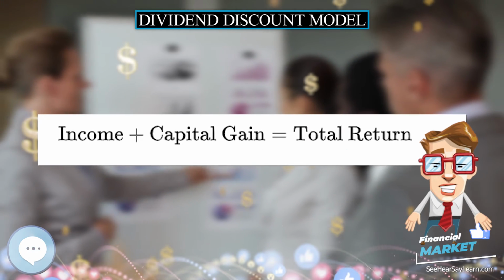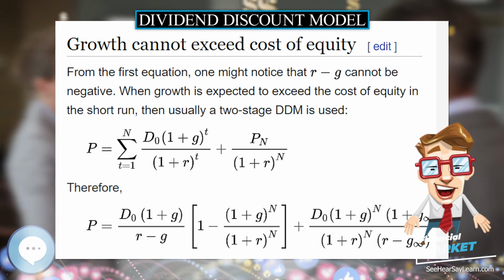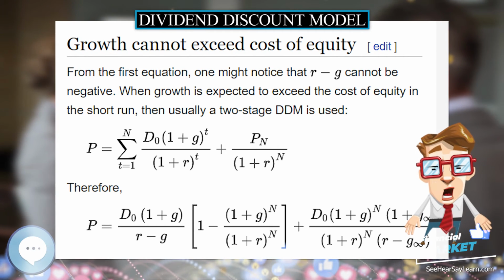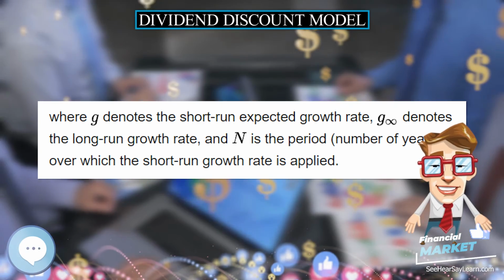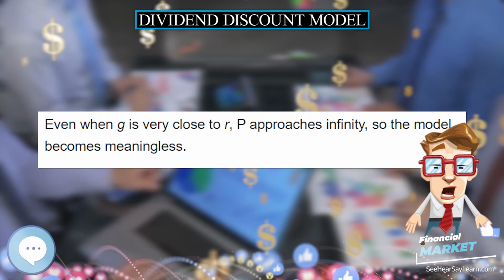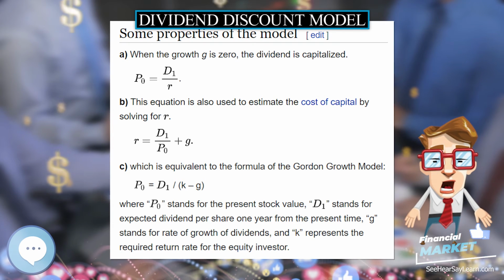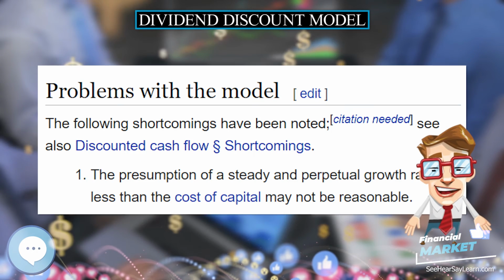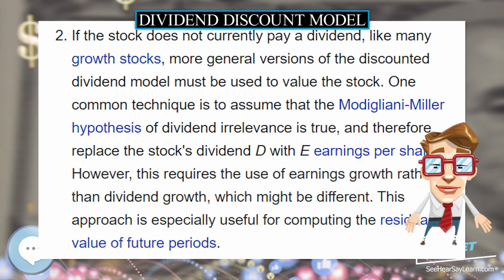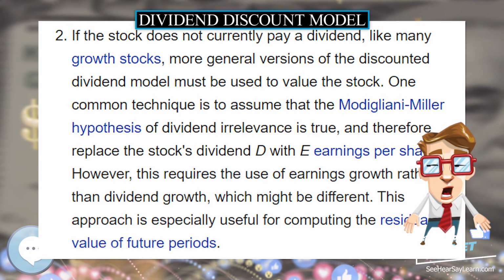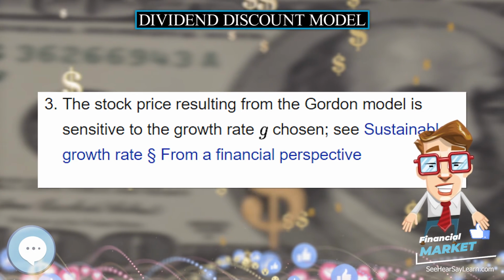One common technique is to assume that the Modigliani-Miller hypothesis of dividend irrelevance is true, and therefore replace the stock's dividend with the earnings per share. However, this requires the use of earnings growth rather than dividend growth, which might be different. This approach is especially useful for computing a residual value of future periods. C. The stock price resulting from the Gordon model is sensitive to the growth rate G chosen.